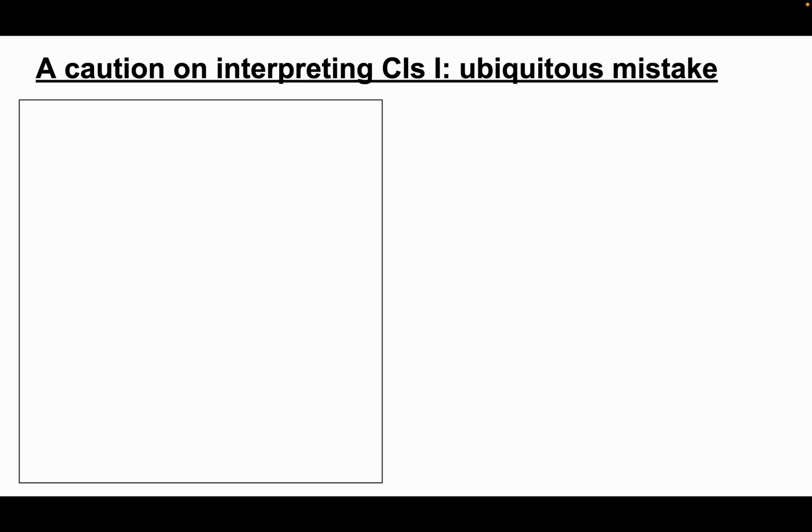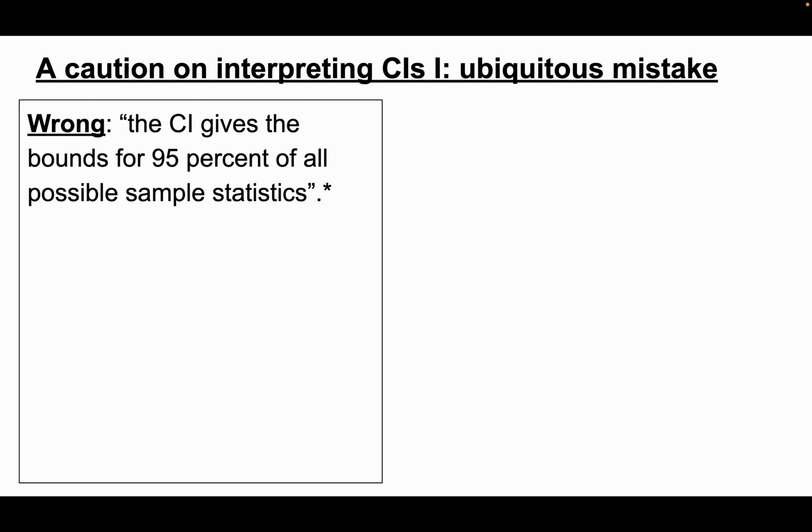A couple more caveats. Unfortunately, some of this stuff is pretty tricky, so there's a whole lot of caveating going on. First, there's this ubiquitous mistake that the confidence interval gives the bounds for 95% or 99%, etc., of all possible sample statistics. Why is that false?